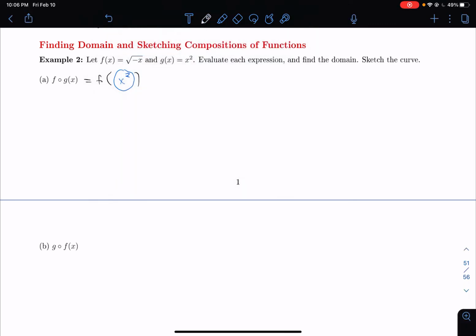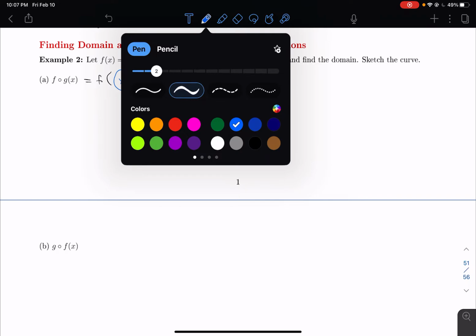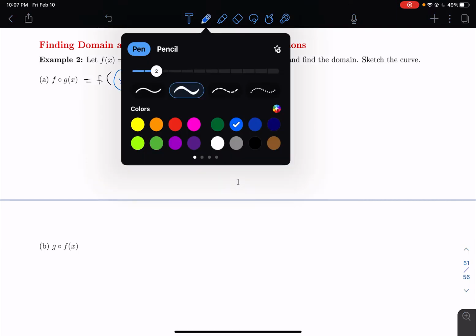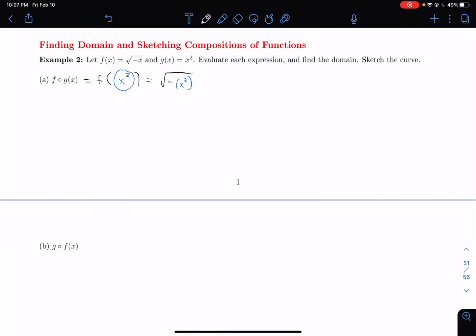All right, so if we do that, we get square root. And instead of just square root of negative x, that x gets replaced by this x squared. In fact, maybe I'll put it into parentheses. So x squared. X squared is getting plugged in where that x is. Okay, but I don't really need that parentheses. So if I write it without the parentheses, we get just the square root of negative x squared. And that's actually as far as I can simplify this. I can't cancel the square root with the squared because that negative sign is in the way, so I can't cancel them. So this is as far as I can simplify it.